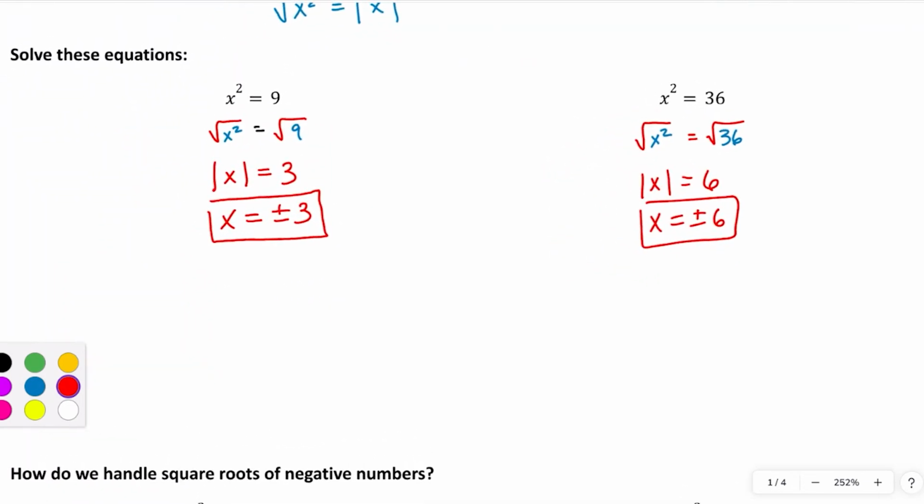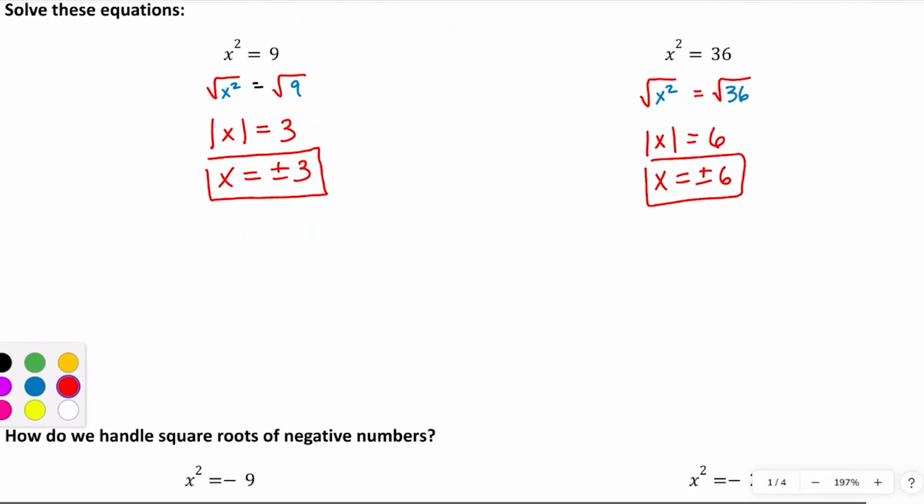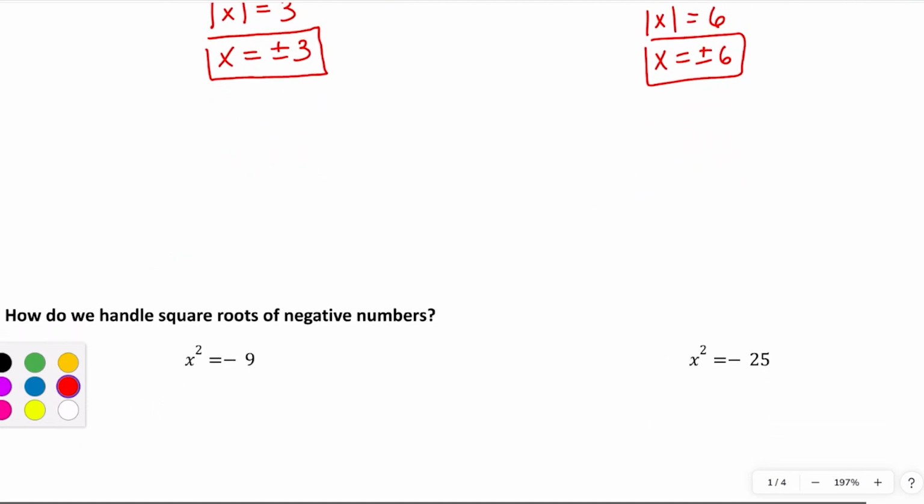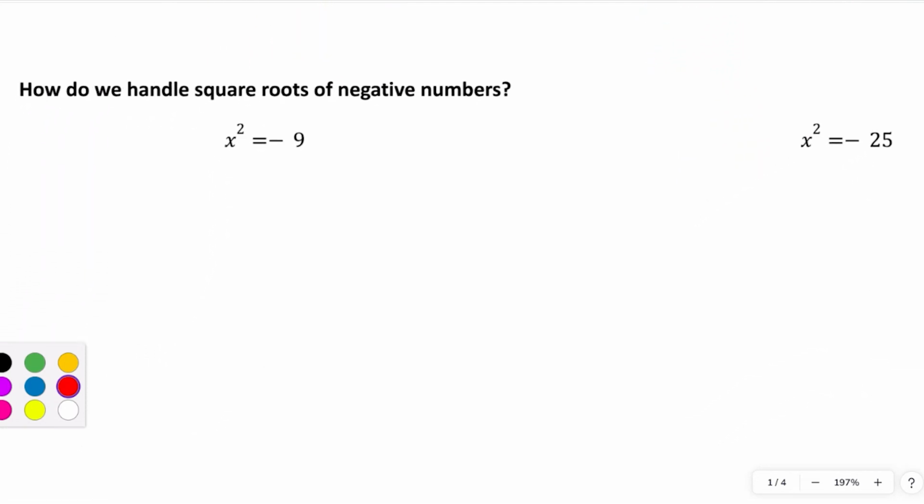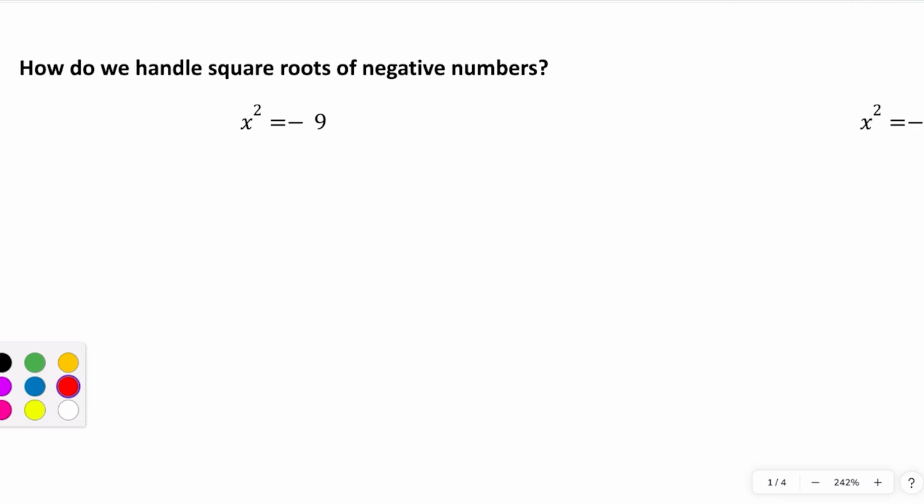Now, these are pretty straightforward equations, right? But sometimes you're going to get some weird ones. Like, how do we deal with square roots of negative numbers? This is something that doesn't come up too much. You might remember in Algebra 2, it may have come up once or twice, but it's not very common. In fact, up until Algebra 2, most of your math teachers probably told you that you cannot take the square root of a negative number. There is no answer, but there is. Okay, so I'm going to try to explain what that answer would be.